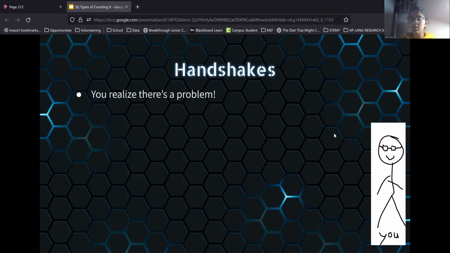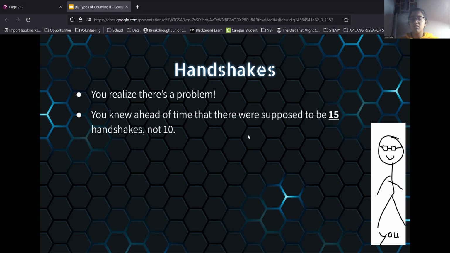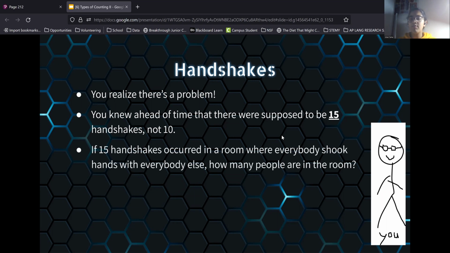However, you realize there is a problem. Earlier, there were 10 handshakes, but you knew ahead of time that there were supposed to be 15 handshakes, not 10. If you know that 15 handshakes occurred in a room where everybody shook hands with everybody else, how many people would be in that room?